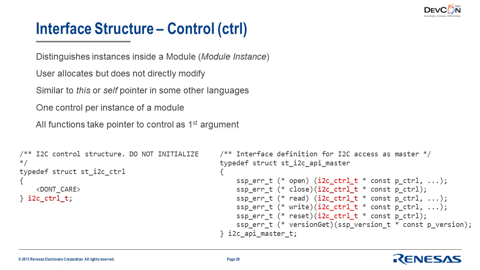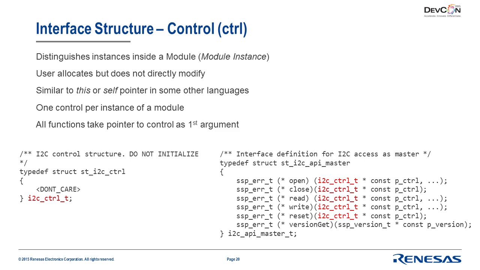And there's basically going to be one control instance. There's going to be one control per instance of a module. So going back to what I was just talking about, if you had 4 channels of UART, you're going to have 4 control structures, one for each channel. And all the functions take the pointer to the control as the first argument.